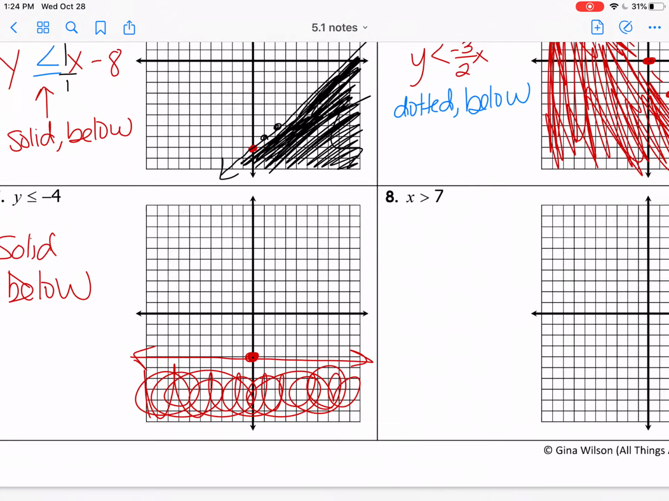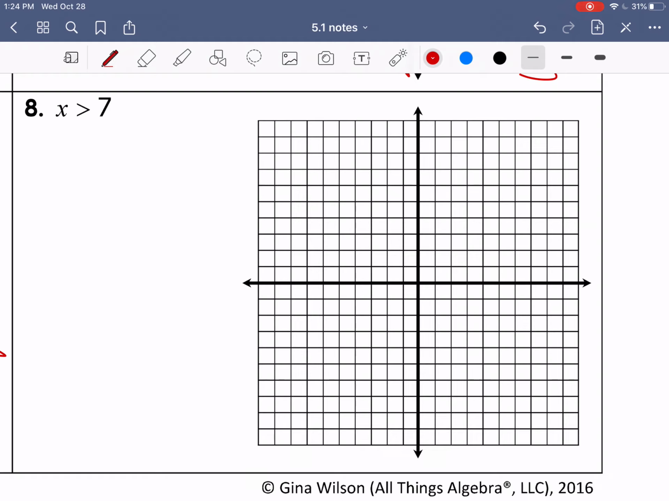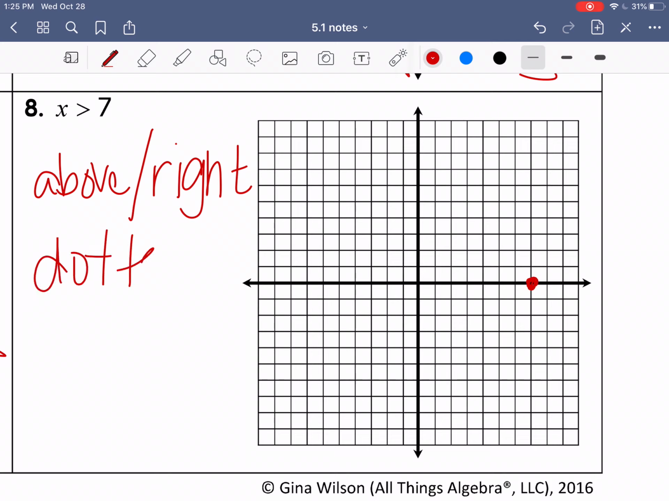If it's an x value, remember x is low to high, so I find 7. If it's greater than, it's going to be above, but in this case, all the numbers greater than 7 are to the right, and again, this is dotted. So my dotted line, all the numbers on x are greater than 7, so that means I'm going to like 8, 9, 10, 11, 12. So I'm looking at that as like more of a number line kind of scenario.